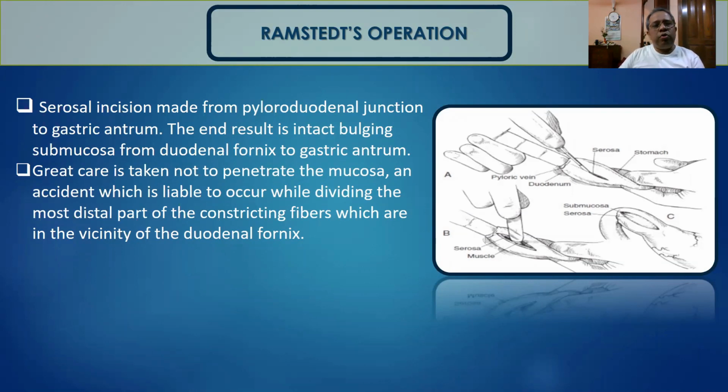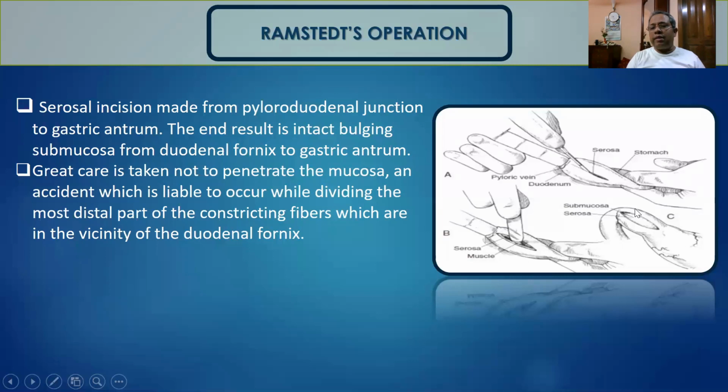An accident which is liable to occur while dividing the most distal part of the constricting fibers, which are in the vicinity of the duodenal fornix. So be careful about the distal part, that area on the duodenal fornix side, because the constricting fibers are very adherent there. So for that reason, be careful not to go into the mucosa; only the serosa and the muscle are divided. So this is called Ramstedt's operation.